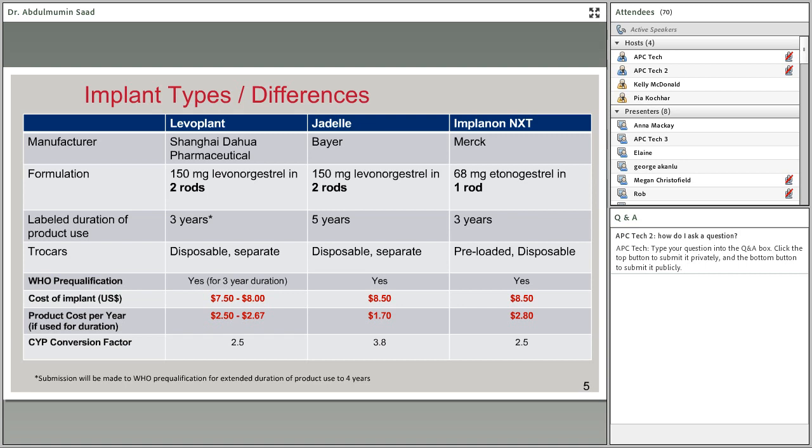This is not a guarantee, because it is at the prerogative of WHO to determine if the data is sufficient to warrant extension for up to 4 years of use. It costs about $7.50 to about $8, and the cost per couple-year of protection is about $2.50 to $2.67.